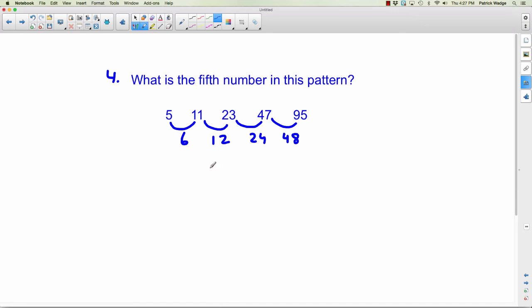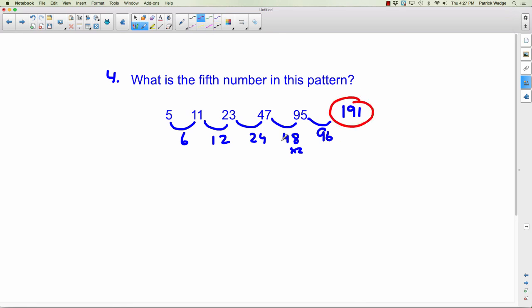Do you see what's happening here? The amount it goes up by is doubling every time. 6, then 12, which is 2 times 6, then 24, which is 2 times 12, and then 48, which is 2 times 24. So how are we going to figure out how much the next one goes up by? Well, we're doubling every time, remember. 48 times 2 is 96. So we have to take our 95 and go up 96 more. And if you do that, you'll get 191. And that is the answer.